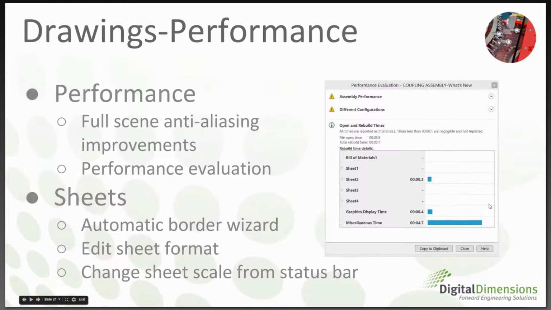Then we have the new performance improvements with the full scene anti-aliasing, which is basically just better performance because they're now caching the textures rather than the full geometry of your views. We have the new performance evaluation. We have some additional enhancements to drawing sheets like the automatic border wizard, the edit sheet format command, and changing the sheet scale from the status bar. Let's go ahead and jump into SolidWorks, show you a couple of these.